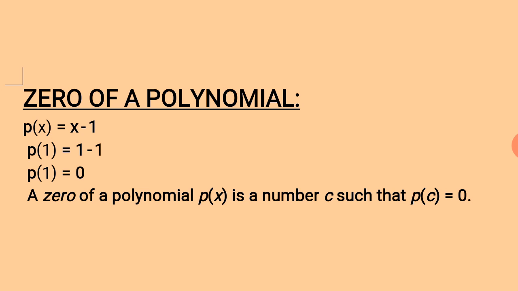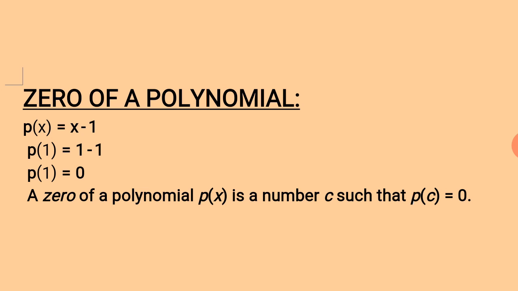We don't get 0 in each and every case. Whatever value we put, we get various answers. In this case, after putting 1, we are getting the solution as 0. Children, this is what is known as zero of a polynomial. A zero of a polynomial p(x) is a number c. It's a number c such that p of c equals 0.